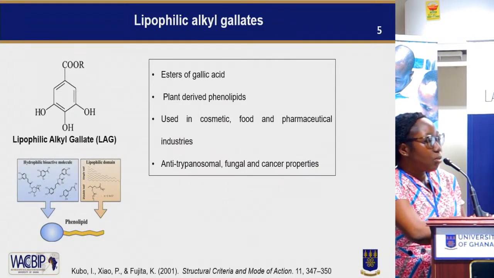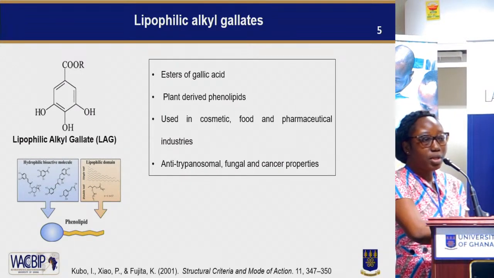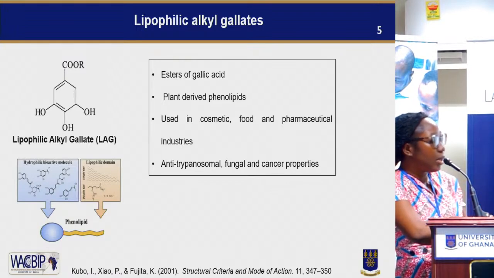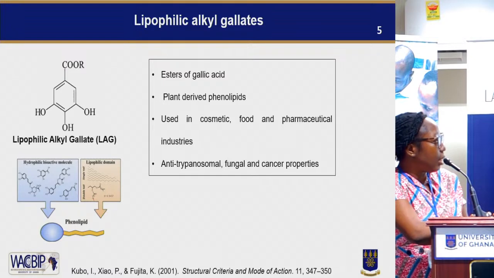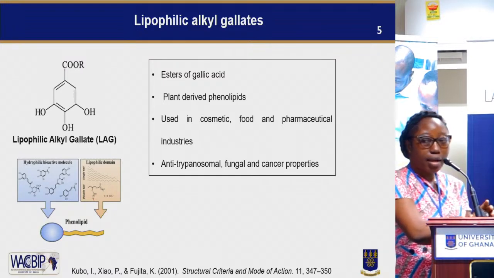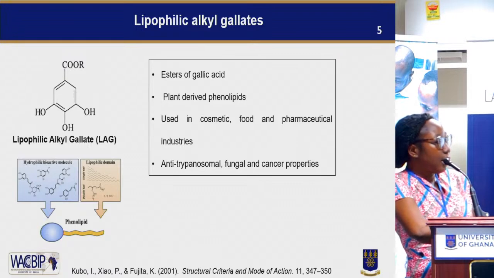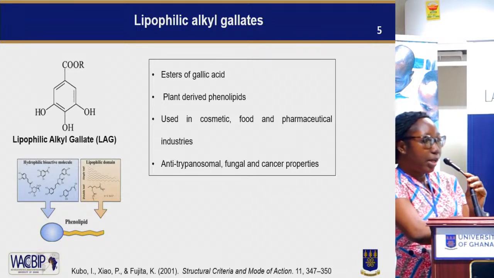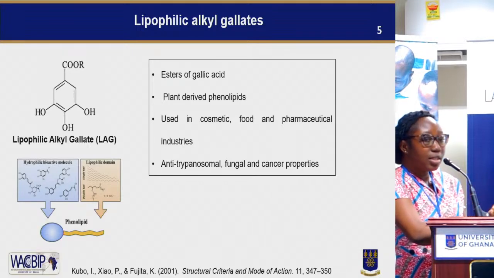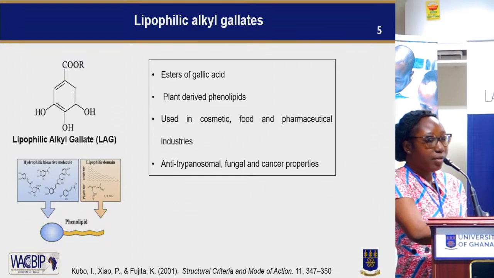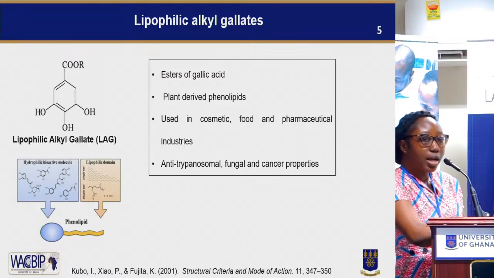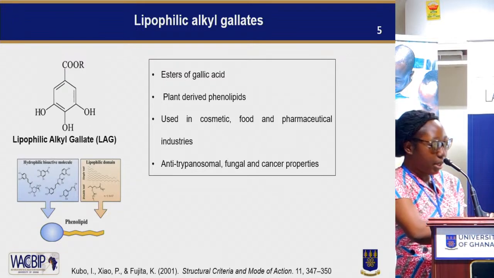So in our quest to understand lipid metabolism in trypanosomes, we decided to look at compounds that could play a role in or interfere with the lipid metabolic process, and we narrowed down on a set of compounds known as the lipophilic alkyl gallates. So these are esters of gallic acid that contain a hydrophilic bioactive molecule and a lipophilic domain. And studies have shown that some of these alkyl gallates possess good anti-trypanosomal activity. So based on the structure and the lipophilicity of these compounds, in addition to their anti-trypanosomal activity, we hypothesized that these compounds could play a role in bloodstream forms of Trypanosoma brucei.